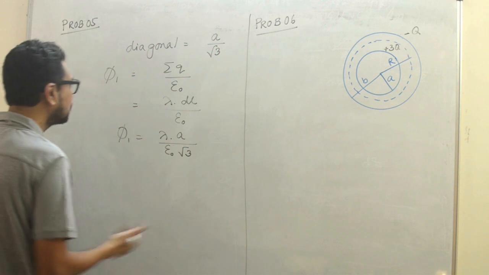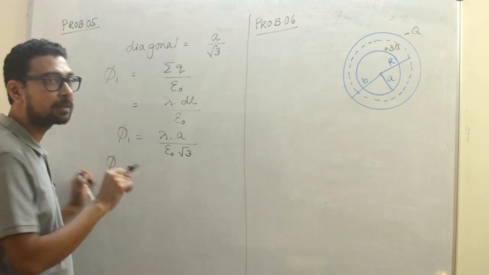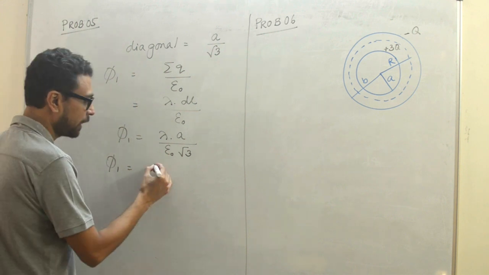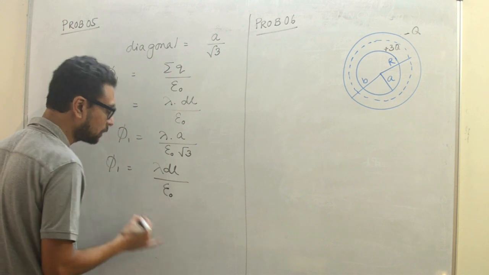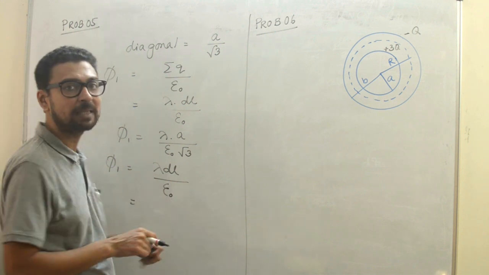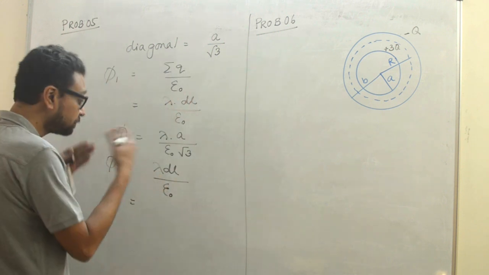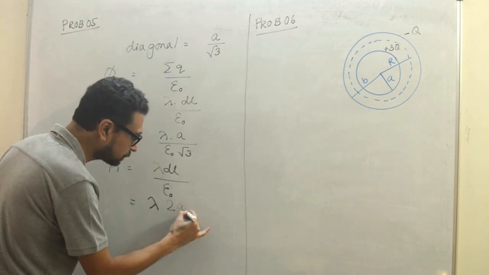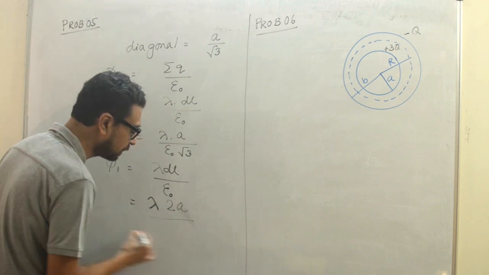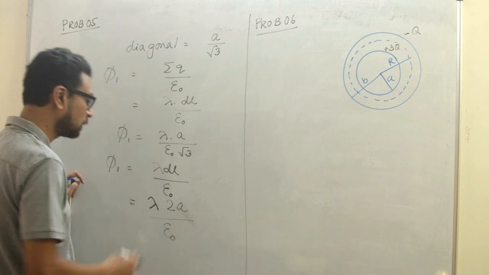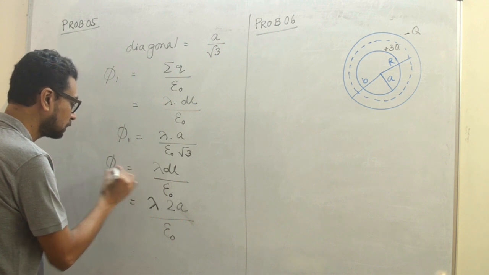Very good. And for the spherical section, the rod is lying along the diameter. So again it is lambda dl by epsilon naught. And dl is the length of the diameter of the sphere. So dl is equal to 2a, which is the diameter of the sphere, divided by epsilon naught. This is for the second one.